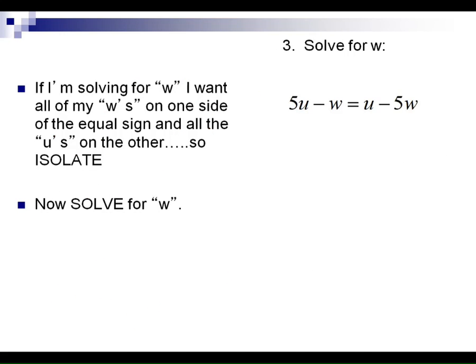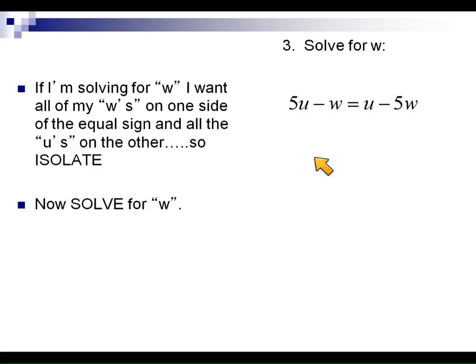So in this one, I have an equation with 2 variables here, u and w. If I say solve for w, I want to get w by itself, but w is on both sides of the equal sign right now. So how do I fix that problem since they're on both sides of the equal sign? Yeah, I need to put them together. I need to get them on the same side of the equal sign.